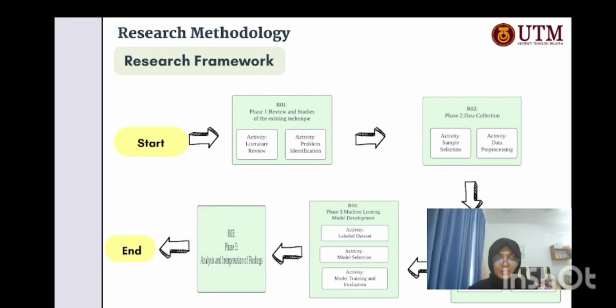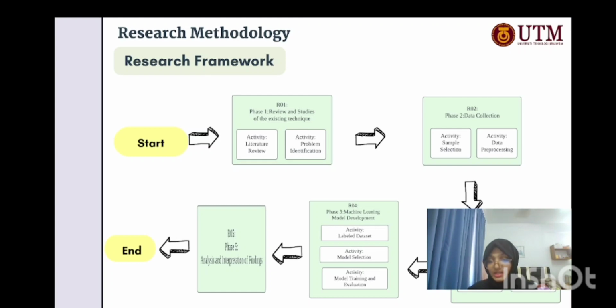This one is the research methodology. So first of all, the first phase is based on review and studies of the existing technique. It will follow two ways: one is literature review and second one is problem identification. Then phase 2 will be data collection, which will also follow two ways: one is sample selection and second one is data pre-processing.